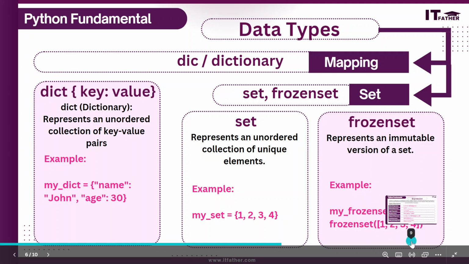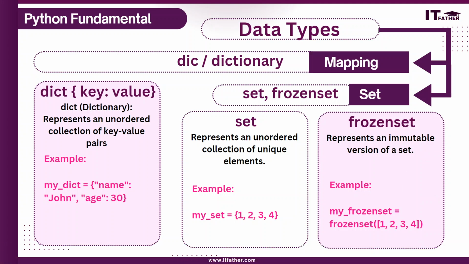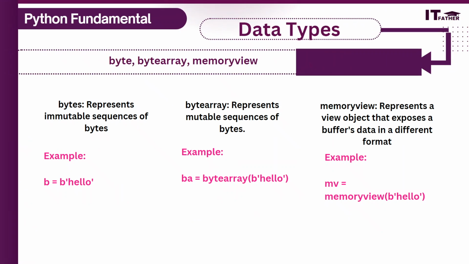So we were discussing the frozen set. A frozen set is also just like a set, but the values cannot be changed once assigned, whereas in a normal set the values can be changed. How to use all these sets and frozen sets in detail we will discuss later.